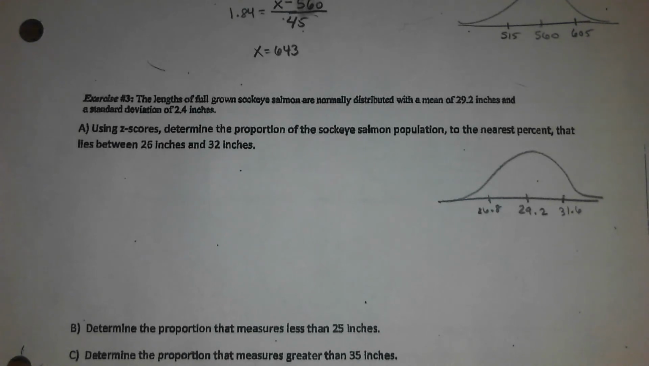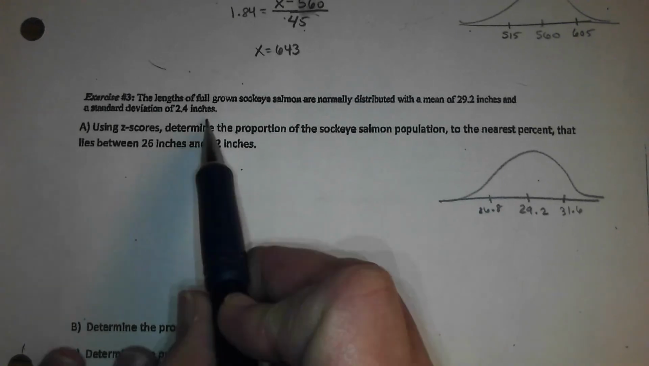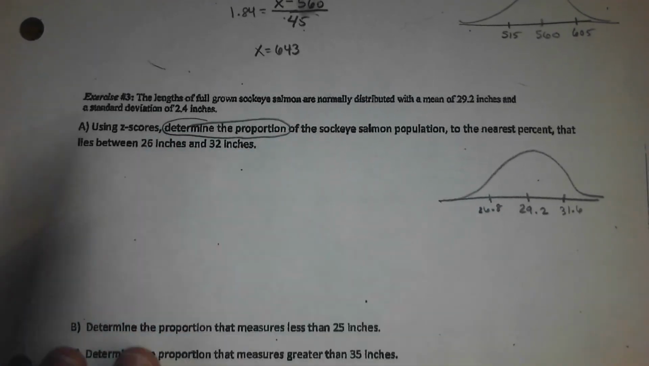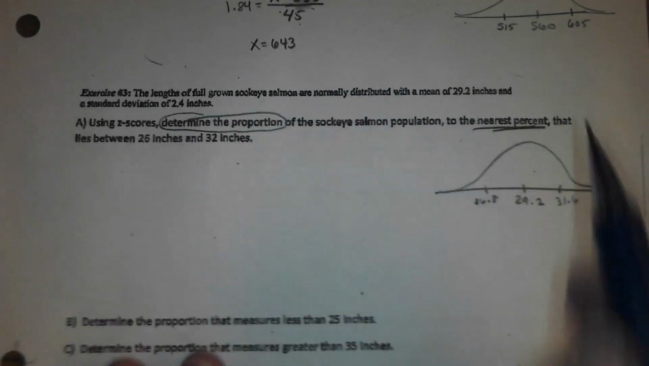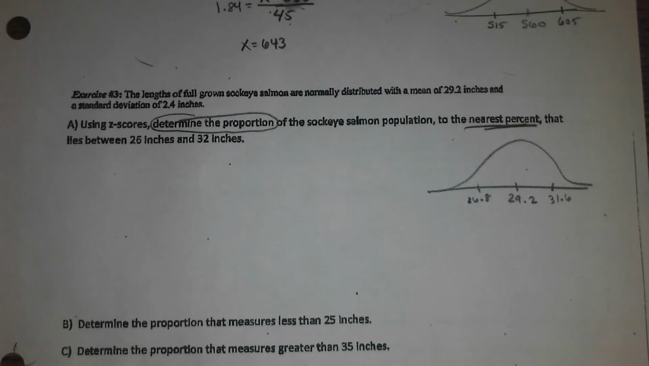Using z-scores, determine the proportion, not the percentage, not the number, but the proportion of the sockeye salmon population. Oh, I guess they are turning the proportion into a percent. Proportion and percent are very closely related, but to the nearest percent that lies between 26 and 32. So, okay.